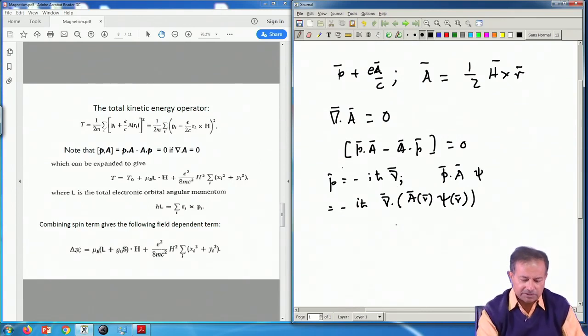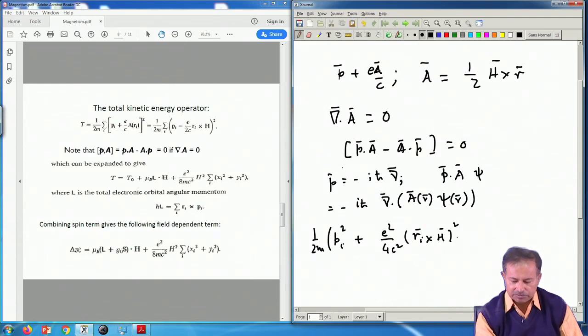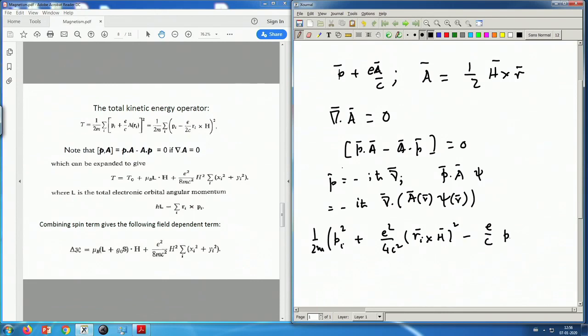So, if you do that, then of course, this can be expanded. There will be terms like p_i squared, 1 by 2m p_i squared, plus e squared by 4c squared (r_i cross H) squared, and then there is this A dot p plus p dot A, and so we can combine them, and we will have e dot. The term that you will get is e by c p_i dot r_i cross H.